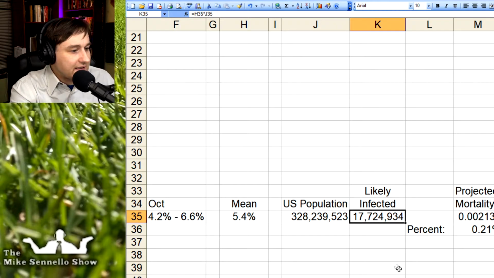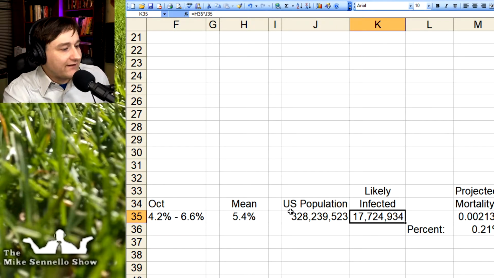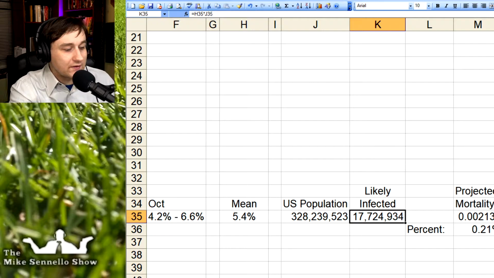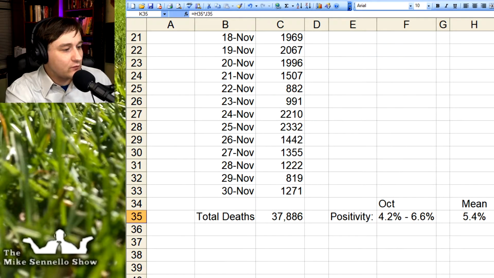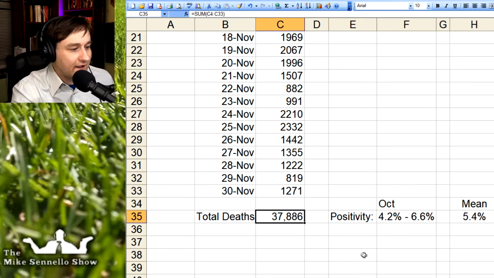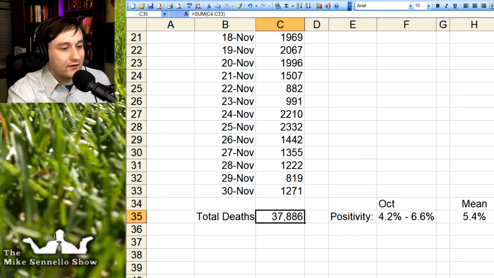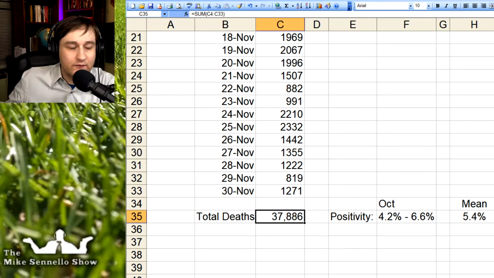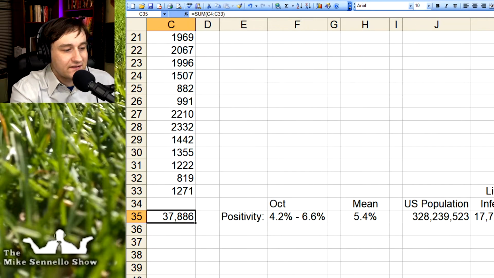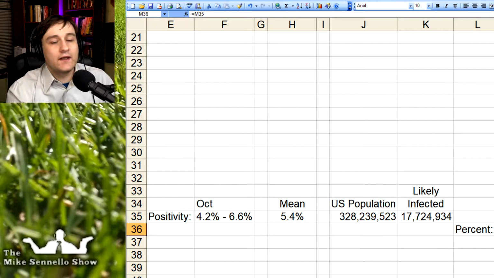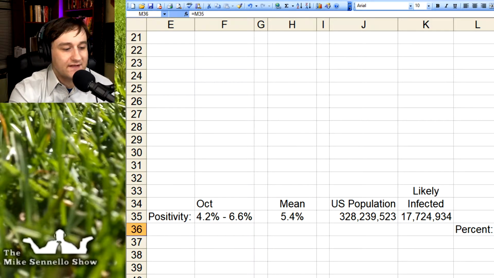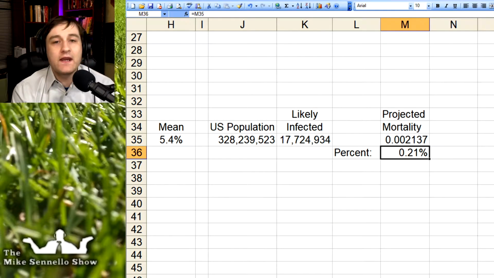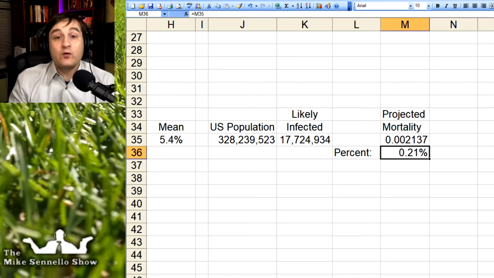So now, if we take that likely infected and extrapolate that 5.4%, we can get a projected mortality rate because we have the number of people who have died, 37,886 in that period. So in the period of October where all these people were getting tested, they were probably dying in November. So if we say all of November, that 37,886, we wind up getting a mortality rate of 0.21%. That's not 2.1%. That's 0.21%.